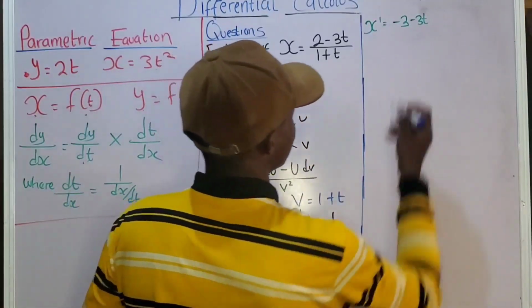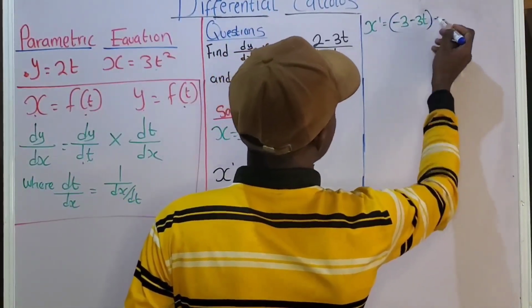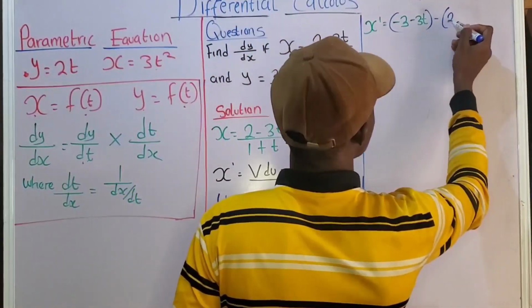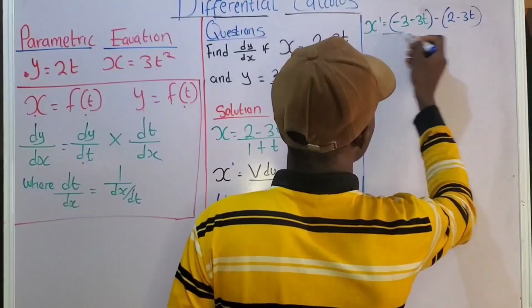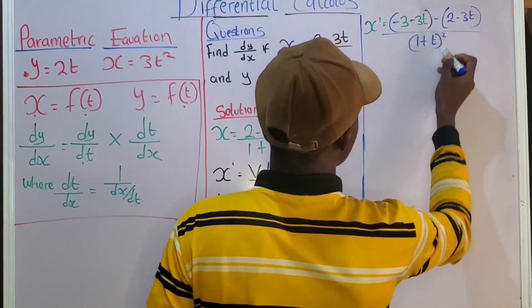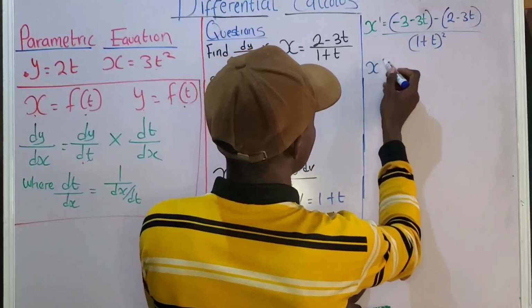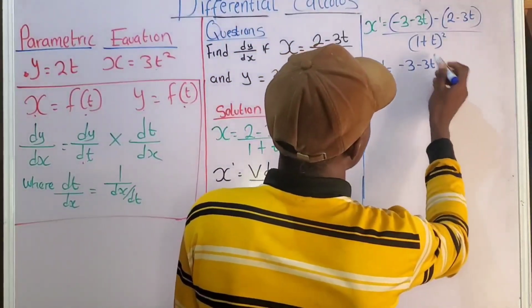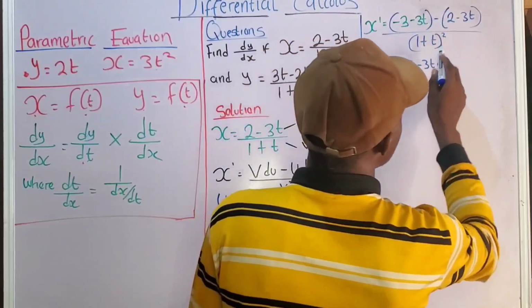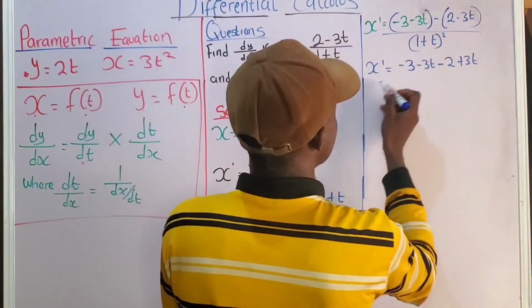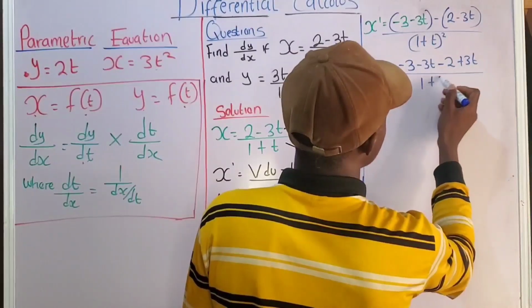Put all of them in bracket, minus 1, minus 2 minus 3t, all over 1 plus t squared. So for this, the derivative of x is equals to negative 3t. Now, if you open this bracket using this negative, you are going to have negative 2 plus 3t, all over 1 plus t squared.